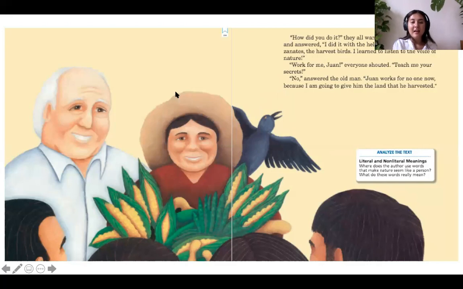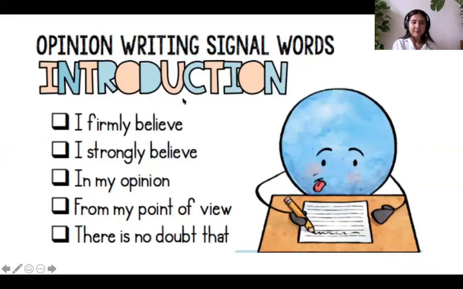So, in the end, Juan had a huge harvest. Have a look at this picture. He's standing there, all very happy with this giant harvest of corn and squashes, lots of other vegetables. So, when you are writing your response paragraph tonight, I want you to think about breaking it down. Break it down into 3 pieces. Your introduction.